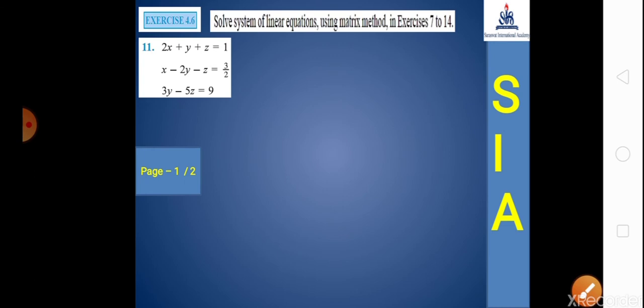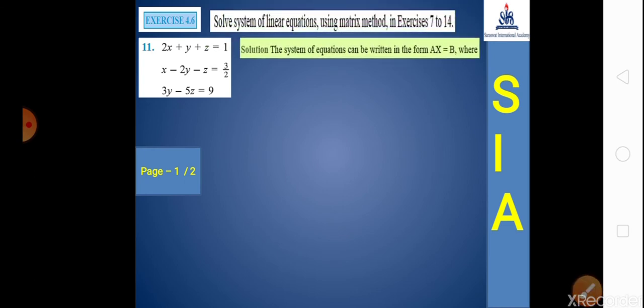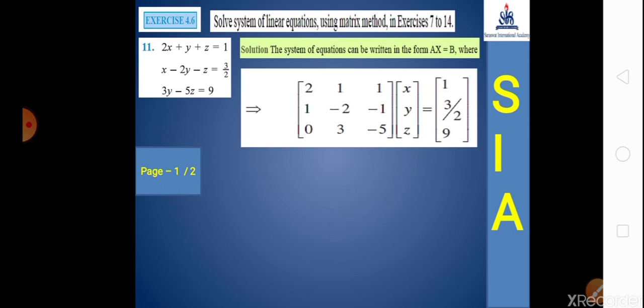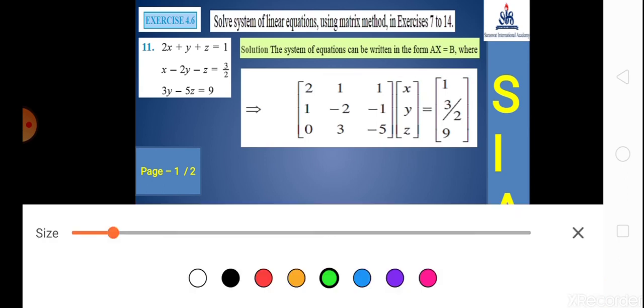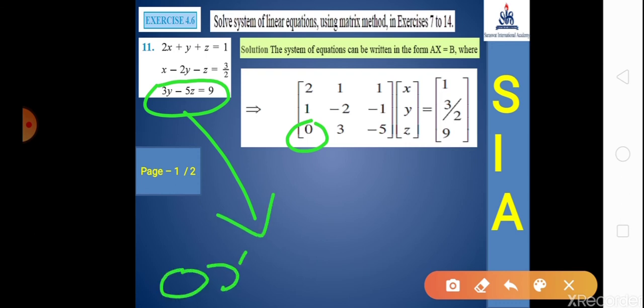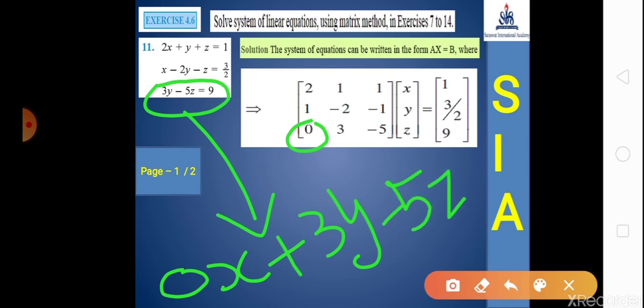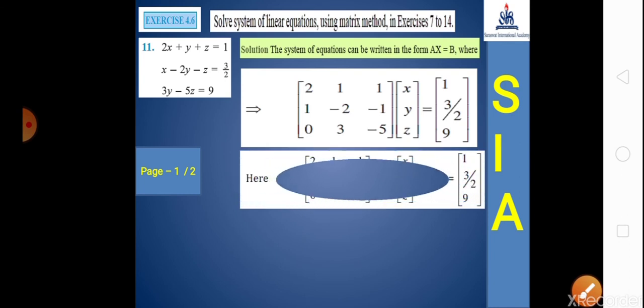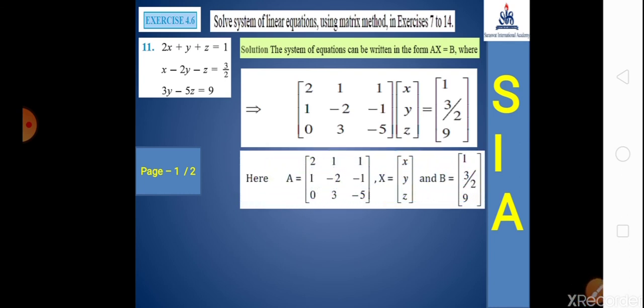So I just represent the equations in the form of AX = B. That's why 2, 1, 1, 1, minus 2, minus 1 and these are the 0. Why is 0 written? Because in this equation one part is 0x plus 3y minus 5z is equal to 9. Yes students, these are the coefficients 0, 3, minus 5. I already show them here, but they originally come from the data arranging. Okay, now the same solution: here A, X and B.